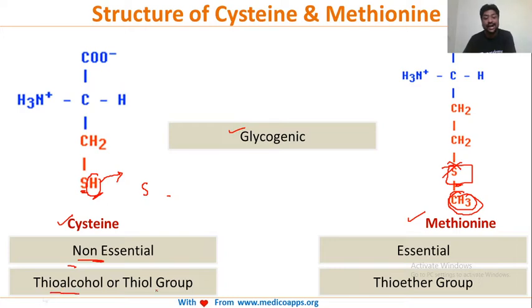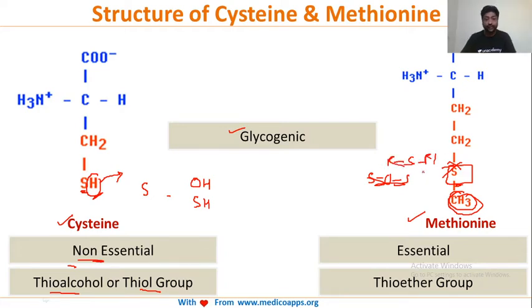What is the meaning of thiol group or thioalcohol group? We know that alcohol is OH. Similarly, SH we call thioalcohol or thiol group. Here it is thioether. We know thioether is basically R-S-R, so there is a sulfur in between.